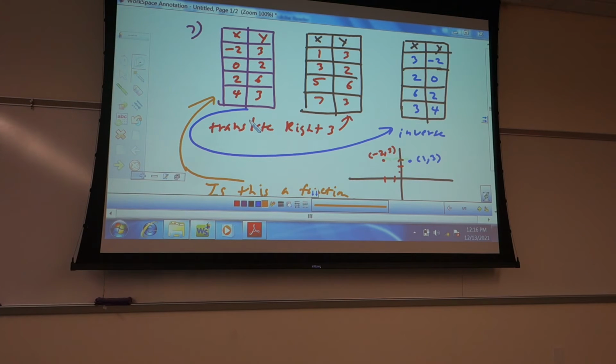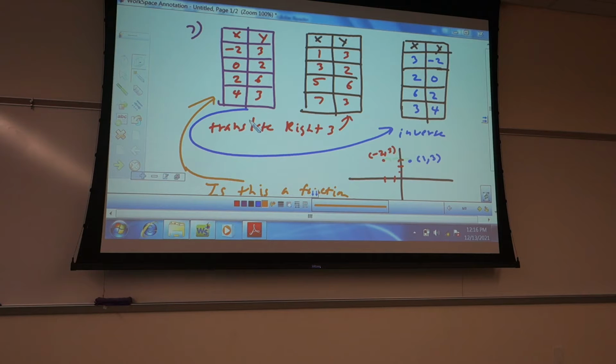So is that a function or a relation? What's up with functions or relations? Functions, if all x's have only one answer, only one y, and relations can have multiple y's. Right. So for a function, every x can have only one y. In other words, every input can only have one answer, one output.